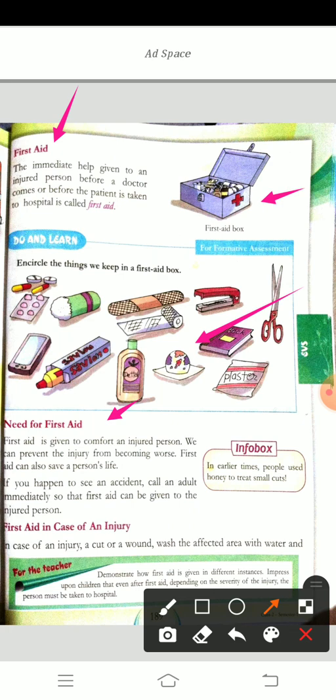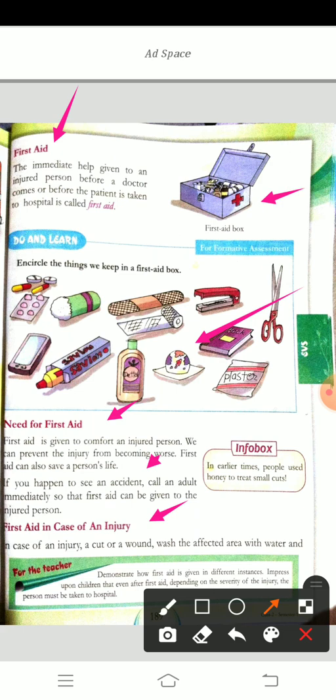Need for first aid. First aid is given to comfort an injured person. We can prevent the injury from becoming worse. First aid can also save a person's life. If you happen to see an accident, call an adult immediately so that first aid can be given to the injured person.